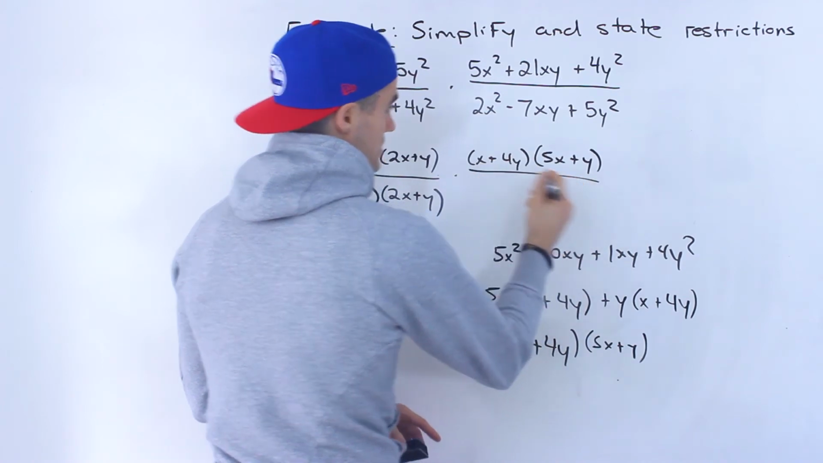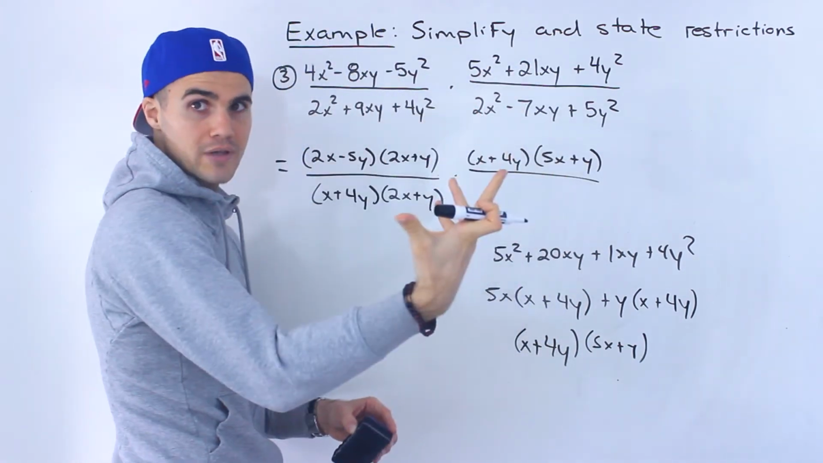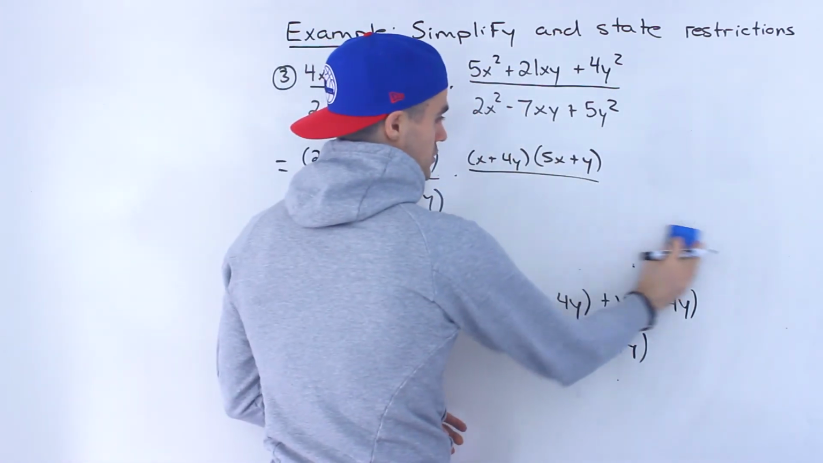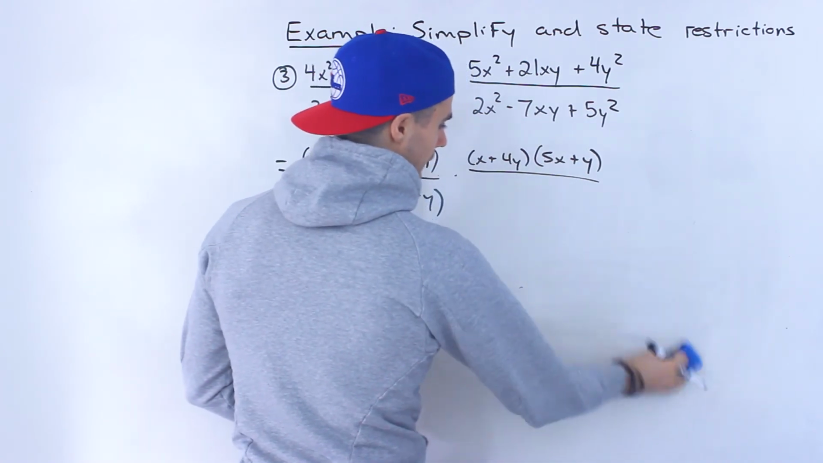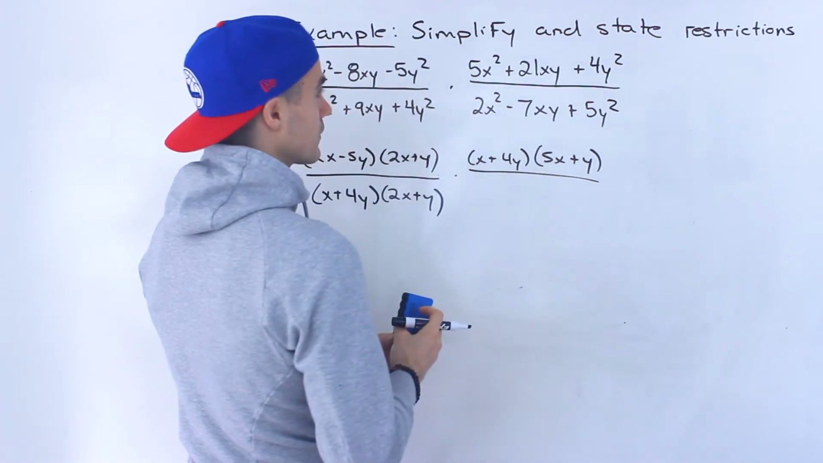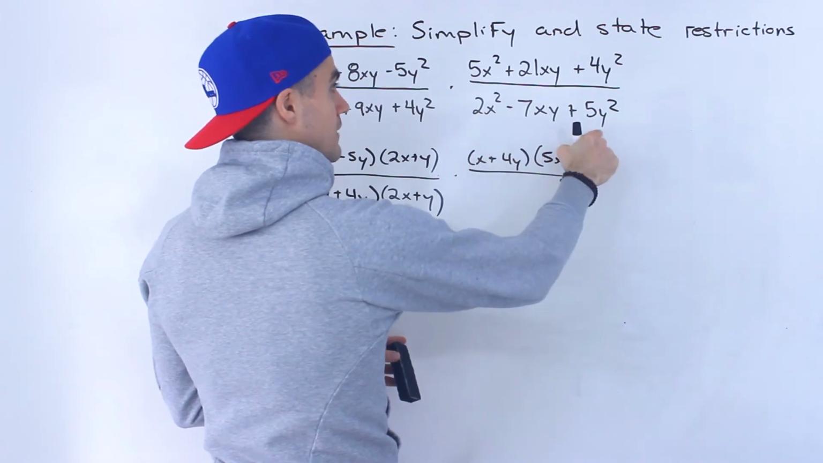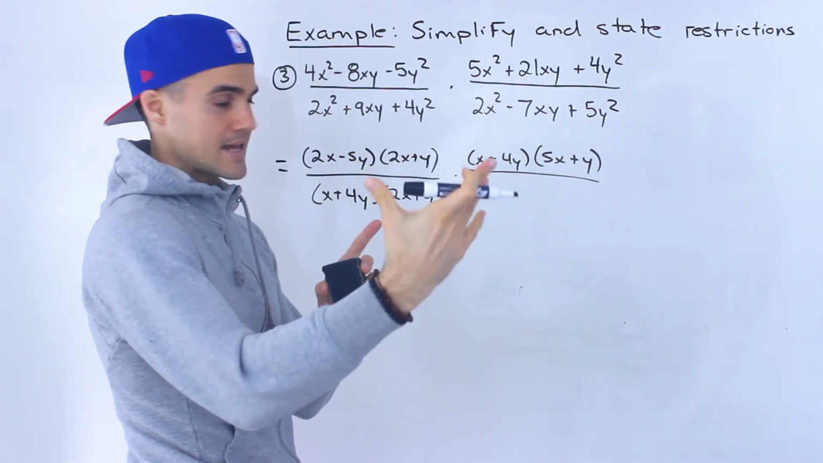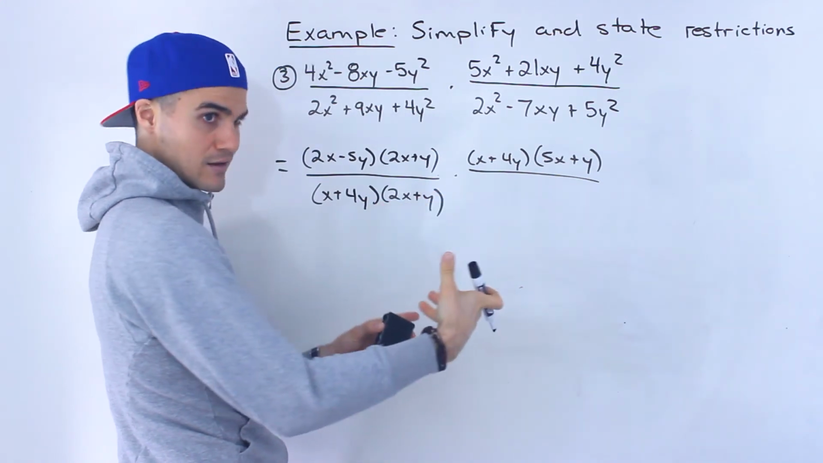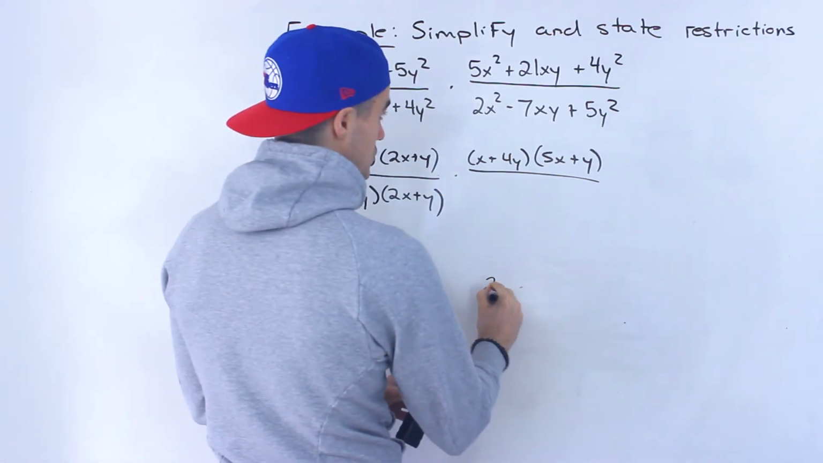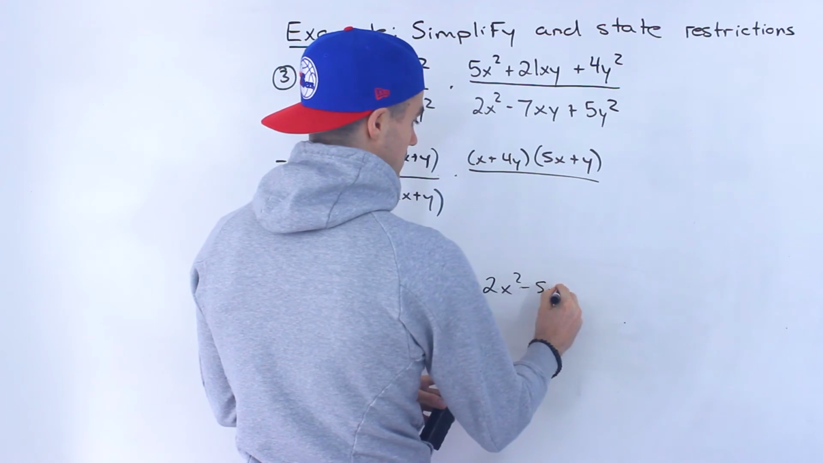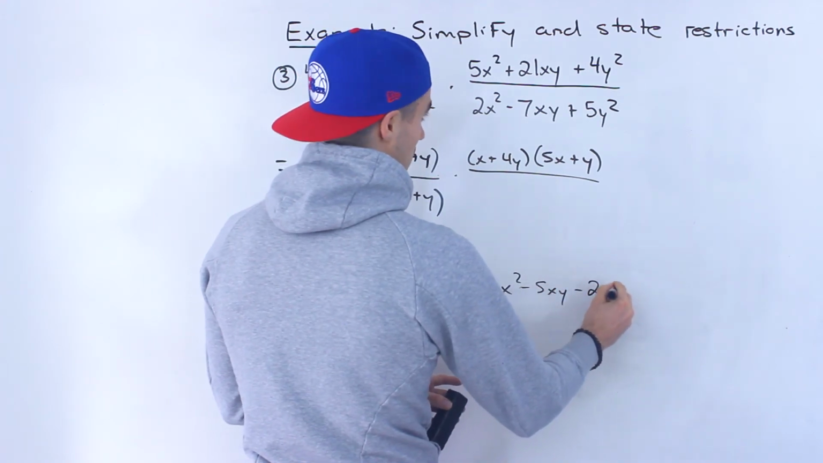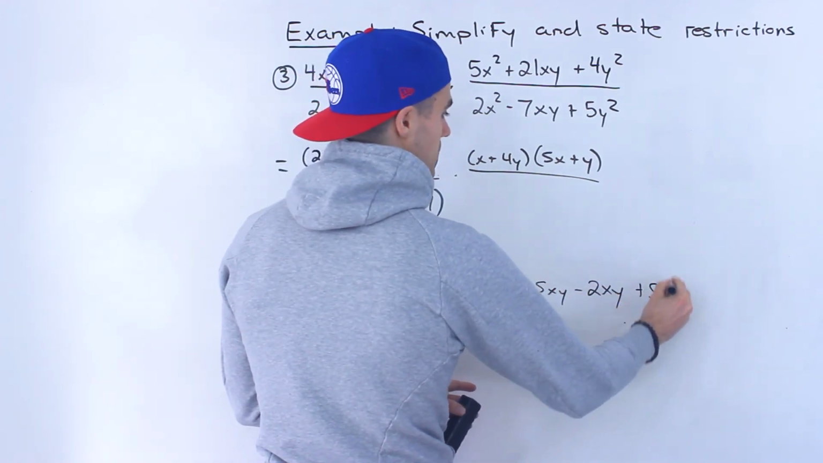You could always check these as well. You could FOIL them out, make sure you get those original expressions. And then finally, this denominator here, multiply the ends, 10. What two numbers multiply to 10, add up to -7? -5 and -2. So we'd have 2x squared minus 5xy minus 2xy plus 5y squared. Right?